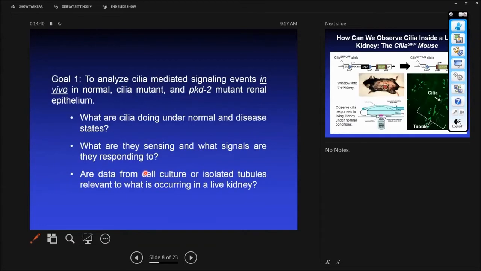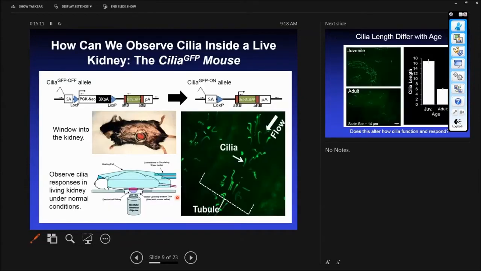The issue we were having was that visualizing cilia inside a kidney is particularly complex, and we'll get to that in a second. We want to know what cilia are doing under normal conditions and under disease states. What signals are they sensing or sending out from these cells? And are the data that you find in cell culture-based systems or in isolated tubules relevant to what's actually happening inside a live kidney? Trying to image or analyze cilia in vivo is really problematic.